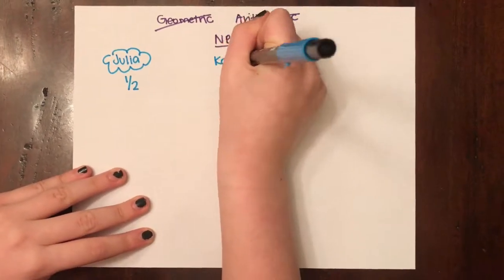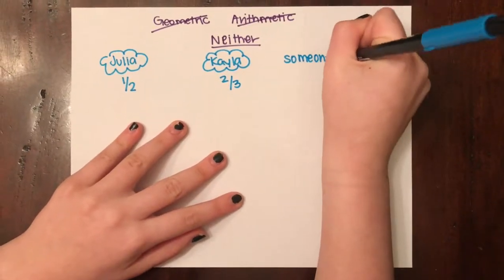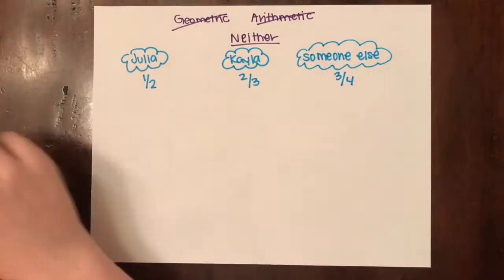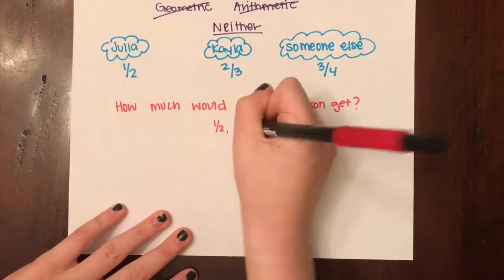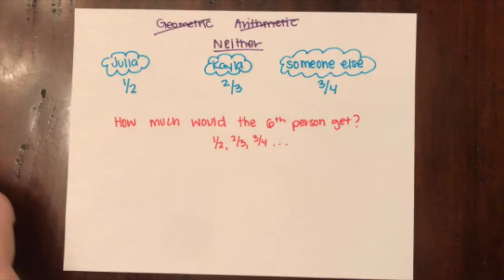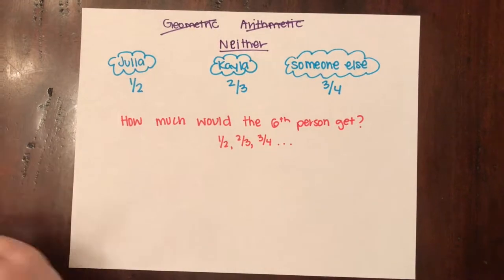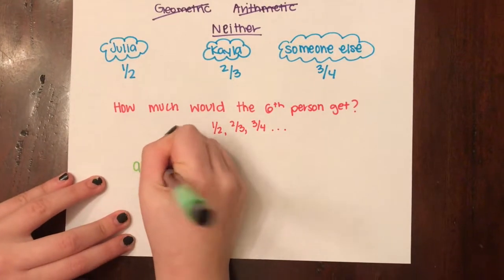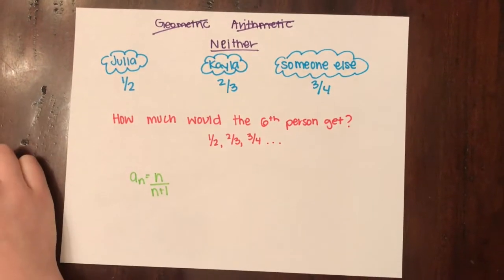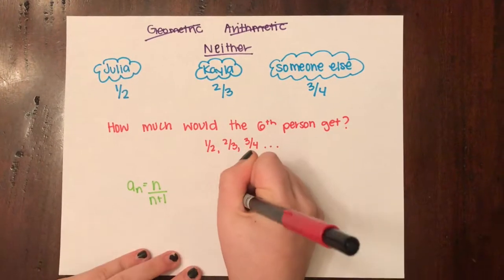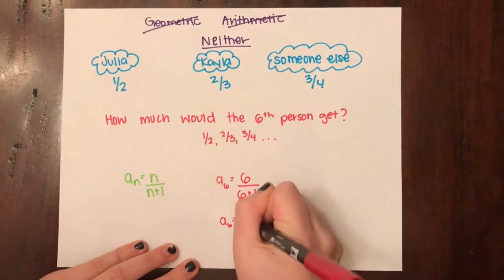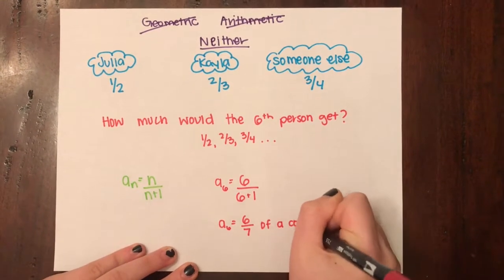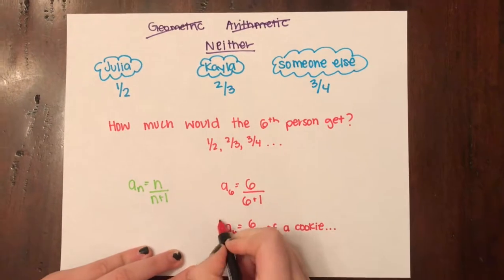What would happen if the sequence was neither geometric or arithmetic? Let's say Julia gets 1/2 of a cookie, and Kayla gets 2/3 of a cookie. Then someone else gets 3/4 of a cookie. How much would the 6th person get? To solve this problem, you would use the formula a_n equals n over n plus 1. You would plug in 6 for n, and you'd get 6 over 6 plus 1. 6 plus 1 is 7, so the answer is 6/7 of a cookie.